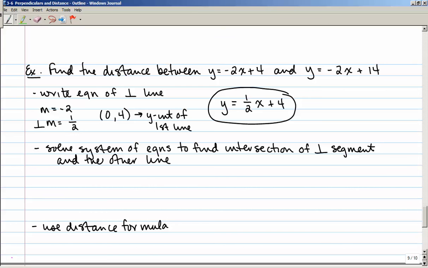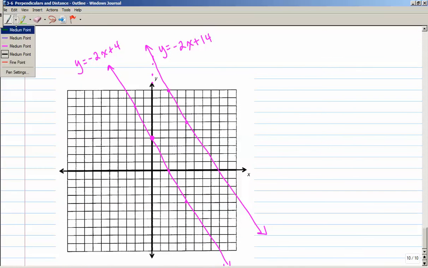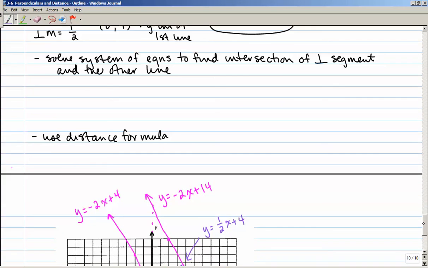Now I'm going to solve a system of equations to find the intersection of that perpendicular segment and the other line. So I'll just do a little sketch coming off of this. Here's the line, there's a little segment, and I don't know if that's exactly perpendicular. That's the segment that has the equation y equals 1/2 x plus 4, but I need to find this exact point where they intersect each other. So I'm going to solve a system of equations that uses y equals 1/2 x plus 4, and this second line right here, y equals negative 2x plus 14.